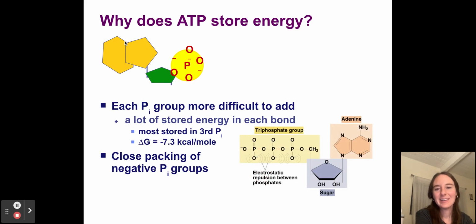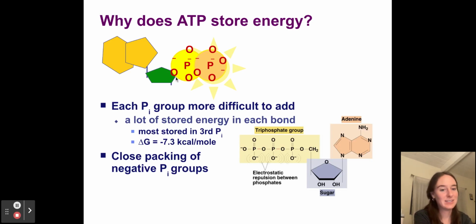Okay, now here we have our sugar, our base, and our phosphate. This is AMP, adenosine monophosphate. But notice here that this phosphorus is bonded to these oxygen atoms. And these oxygen atoms are extremely electronegative. They're actually negatively charged here. So if you wanted to add another phosphate group, notice that now these negative charges are repelling each other. It's really, really hard to add on a new phosphate group here because now these oxygens are repelling each other.